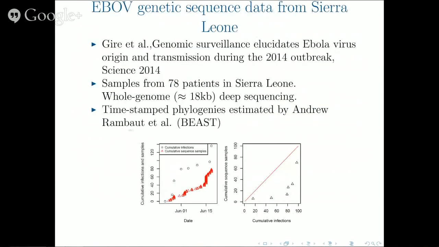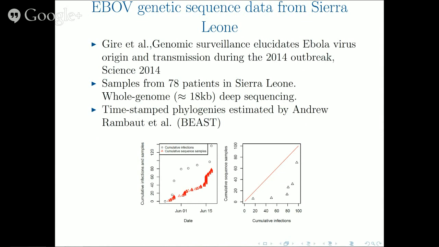So the analysis I'm going to present is based on the only large publicly available data set of Ebola virus sequences. This comes from a study by Gire and co-authors published this past month in Science. In this study, they sampled 78 patients in Sierra Leone. They did whole genome deep sequencing. So there are about 18 kilobases in the Ebola virus genome. And Andrew Rambaut at the University of Edinburgh estimated time-stamped phylogenies using BEAST.